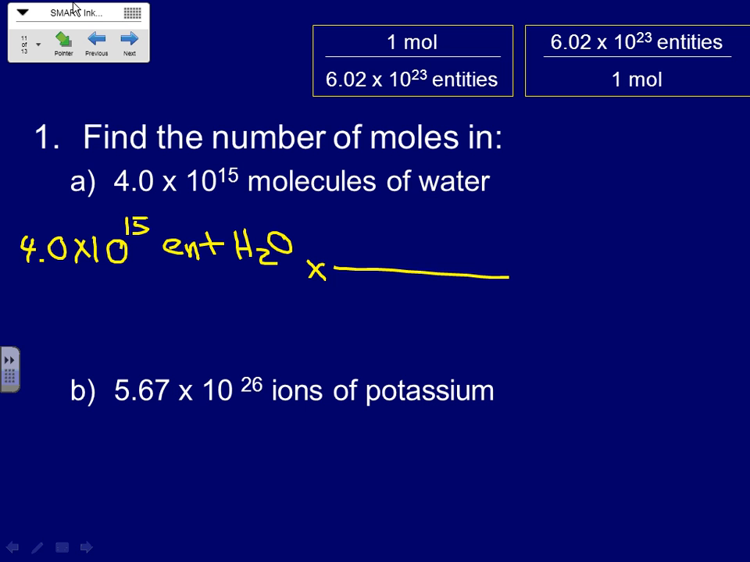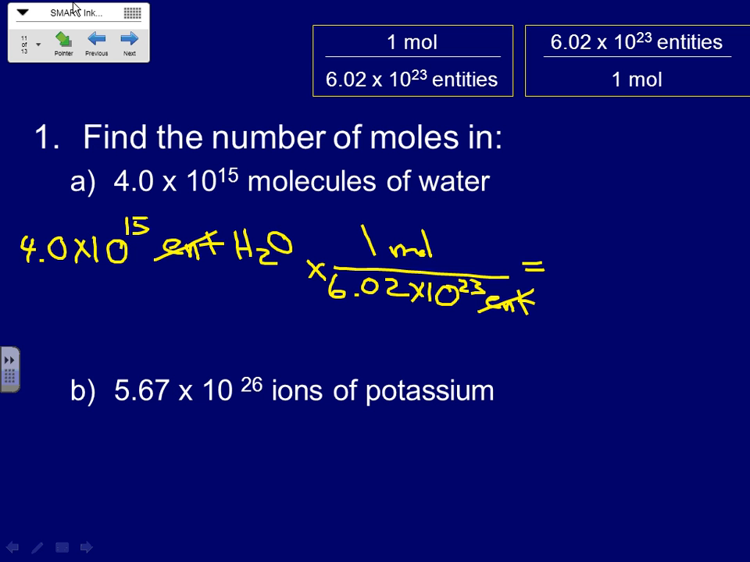So what goes on the bottom? Yep. 10 to the 23 entities per 1 mole. I cancel out the entities. And notice the unit that I have left is moles of H2O, because the identity of the chemical itself is also a unit. It's an important little piece.